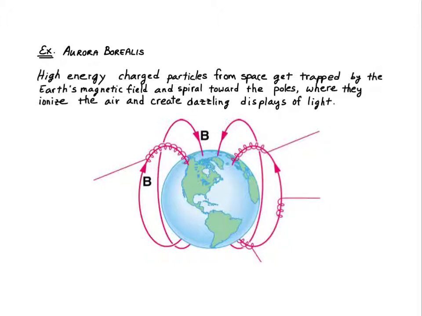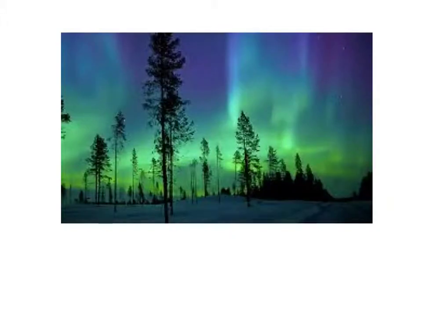And then they hit the atmosphere and ionize the air, creating dazzling displays of light, as we see in this picture. This is taken in the North Pole, and it's also called the Northern Lights. For a really cool video, you should watch this one on YouTube.